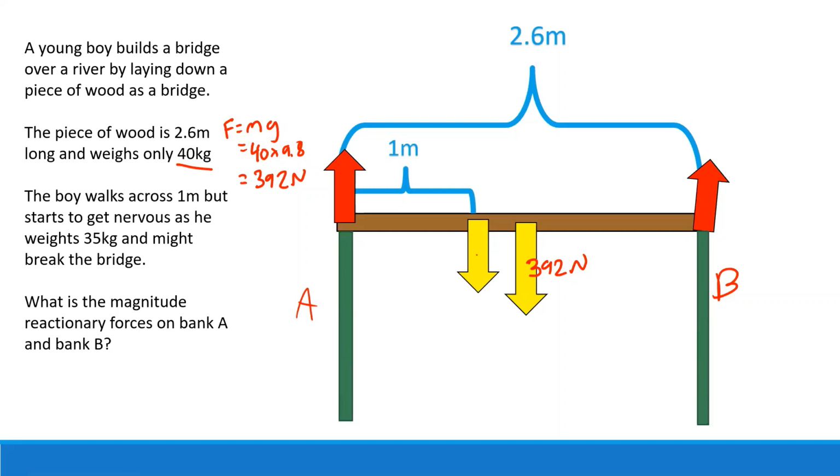Now the boy is 35 kilos, so let's do the same thing. F equals 35 times 9.8. Again, it's going to be about 350, but still a little bit less than that. 343.